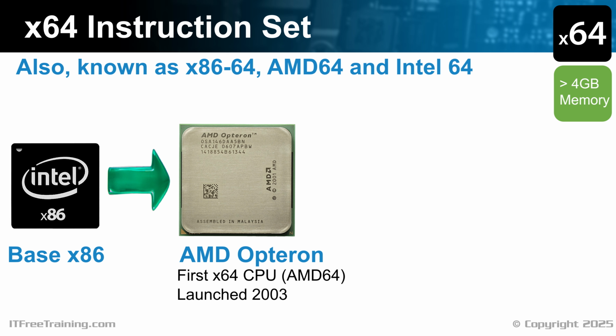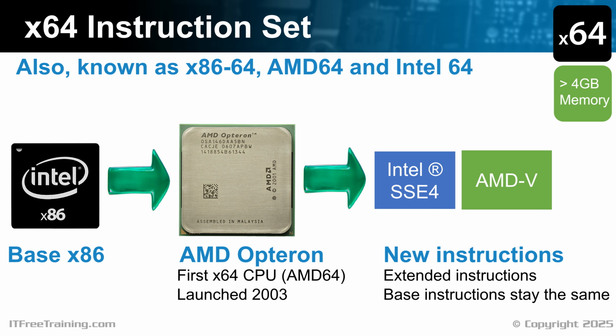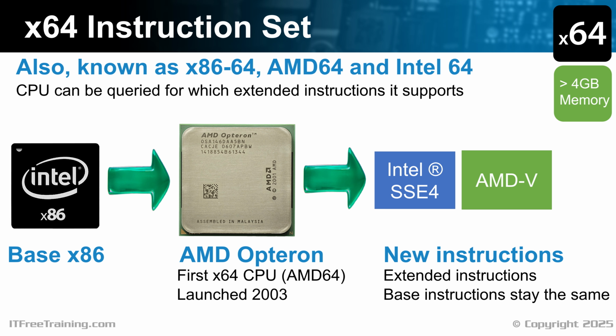However, what does change is new instructions are added as extended instruction sets. This is generally not a big concern, as the CPU can be queried to see which extended instructions it supports. Software that uses it will generally run code that supports that CPU. In some cases, certain features may be required in order to run certain software. For example, virtualization may require the CPU to support certain features in order to operate.